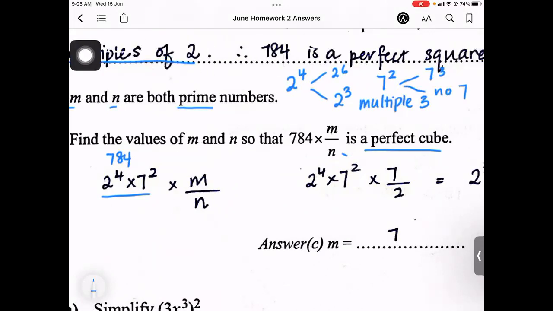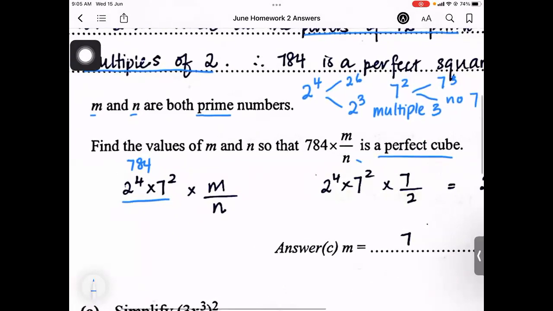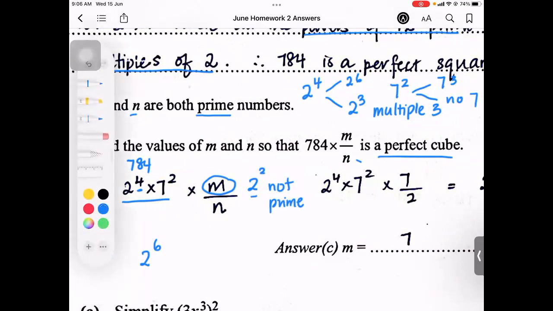Okay, but if I were to have that, then I need to see what I need to multiply. For N, can I multiply it to make it, let's say for example, I multiply 2 squared, to make it become 2 to the power of 6? But then, is 2 squared prime? This is not prime. So in this case, I cannot increase the power to make it 2 to the power of 6.